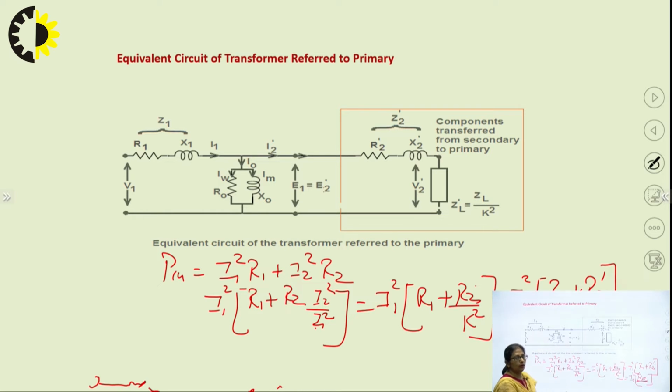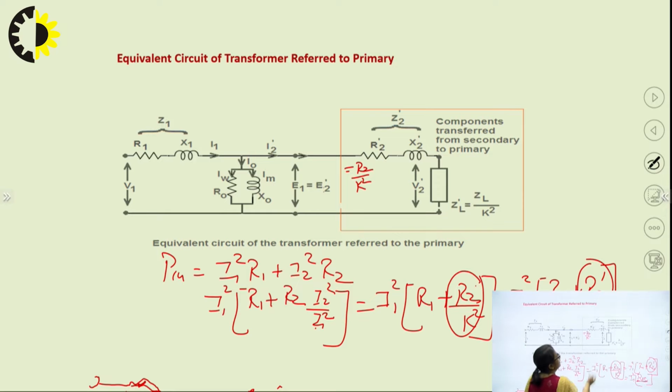That is the total or equivalent resistance of the transformer when the complete resistance is being referred towards the primary side. So, the value of R2 has been changed to R2 dash, where R2 dash is equal to R2 by K square. And what is K? K is the transformation ratio of the transformer, given by V2 by V1, E2 by E1, I1 by I2 or N2 by N1.